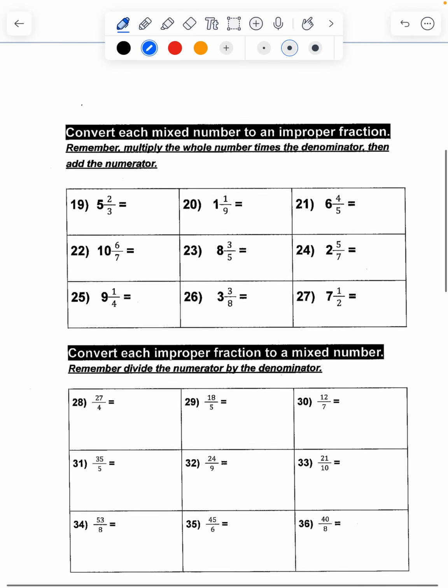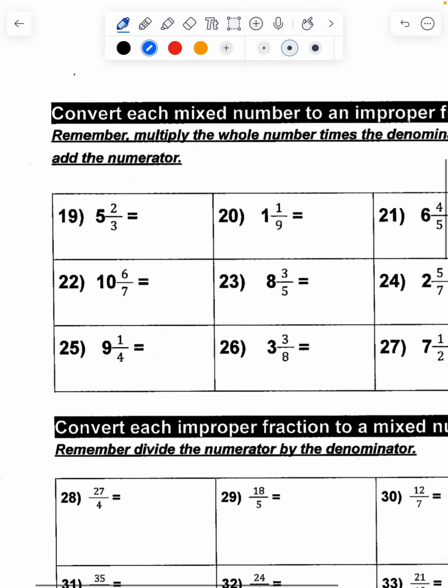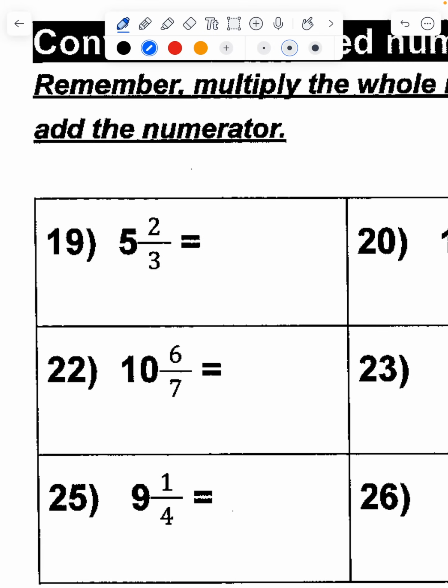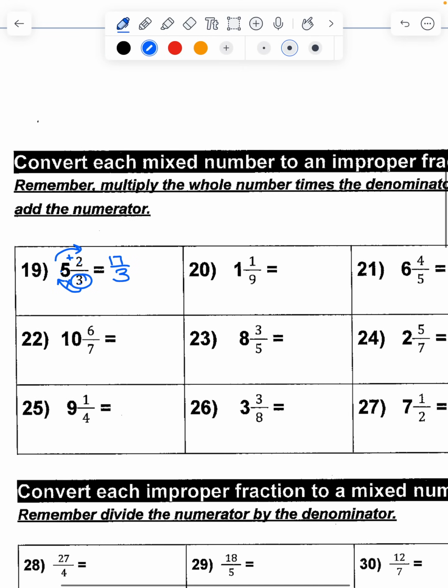Same way. When you flip your page over, the next section, we're going to convert each mixed number to an improper fraction. Okay, it says remember to multiply the whole number times the denominator, then add the numerator. So remember, to change a mixed into an improper, you take this denominator and you multiply it by the whole number, and then you add the numerator. So 3 times 5 is 15, plus 2 is 17, and you put it over the same denominator. So we have 17/3. Oh, I just did an odd one instead of an even one. Okay, you've got one done for you.